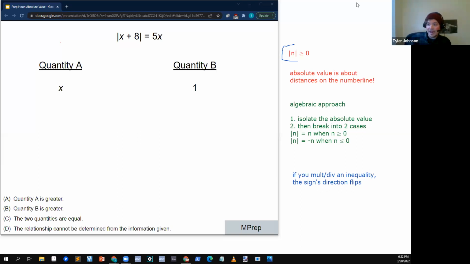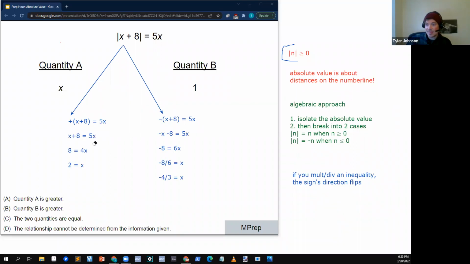So if I think about the algebraic approach here, I'd want to split up that upfront info into two cases. We've got the positive possibility and the negative possibility. And then I solve out and I get x could be 2 or x could be negative 4/3. So it seems like x could be greater than or less than or equal to 1. So I might go for answer choice D. But that is actually a big trap answer here.